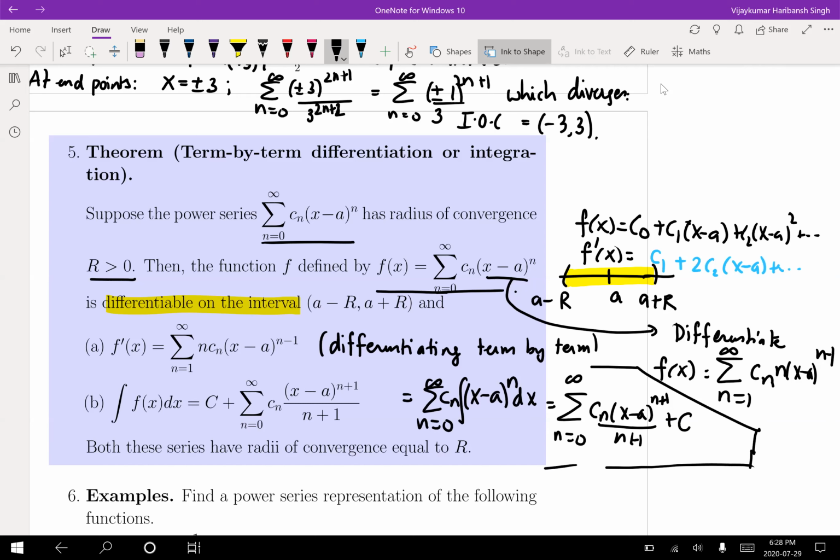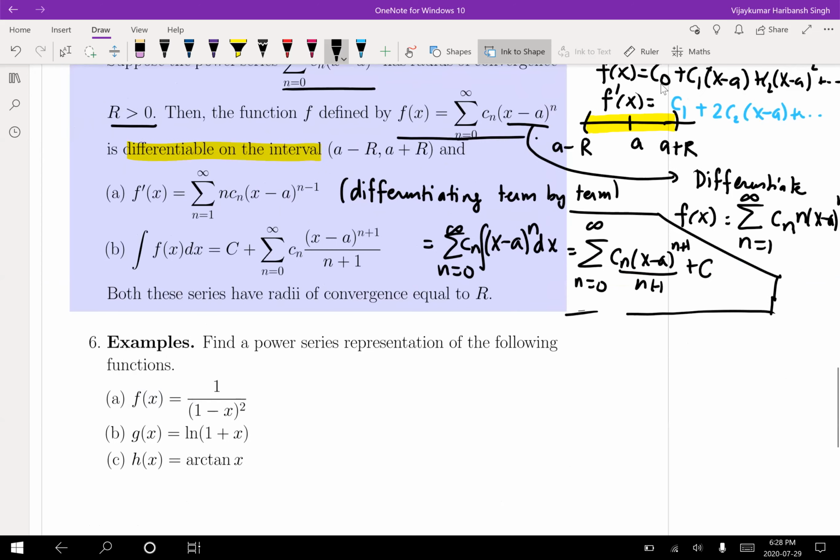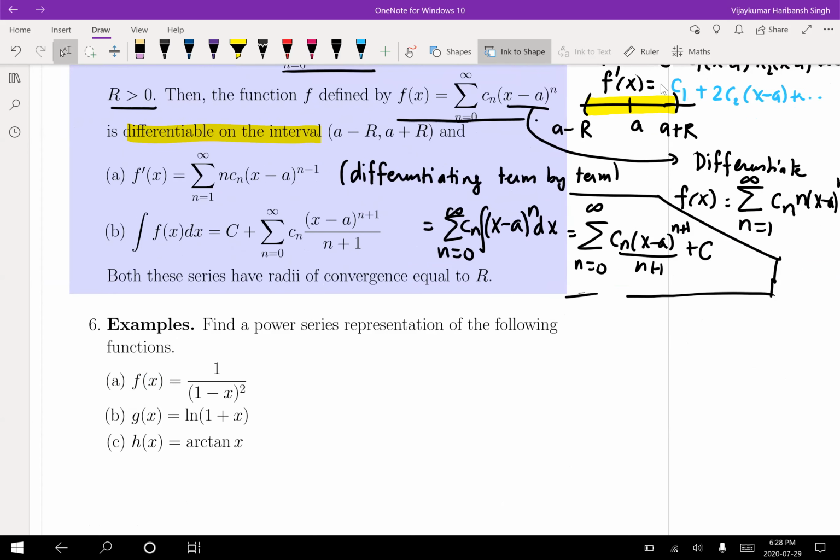So you're doing term by term integration and term by term differentiation, and the radius of convergence remains the same. The radius of convergence is R. So let's look at the following examples. First, A, we have f of x equals 1 upon (1 minus x) squared. And the idea is we want to think about it as a differentiation of a known function whose power series is known. So notice that this is the same as d by dx of 1 upon 1 minus x.